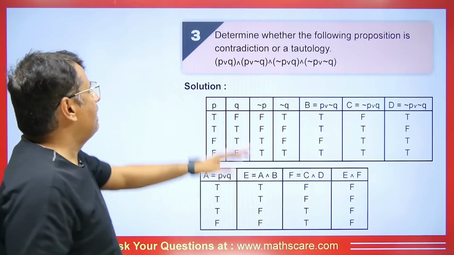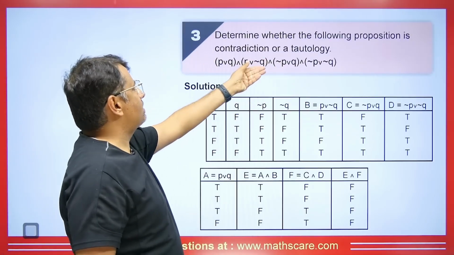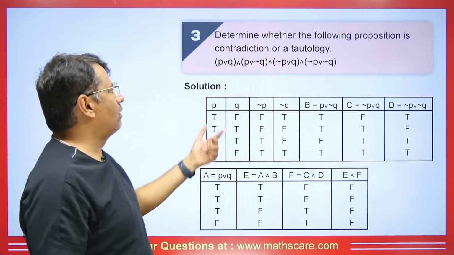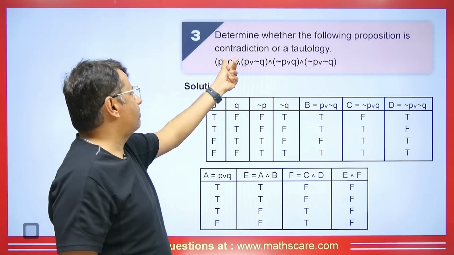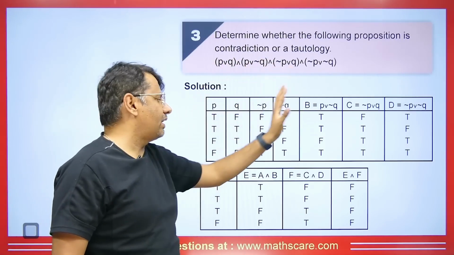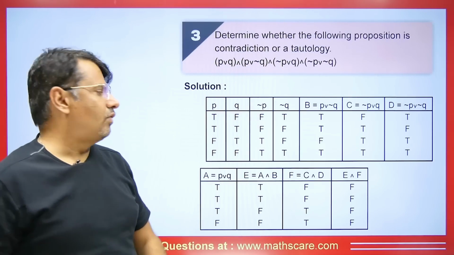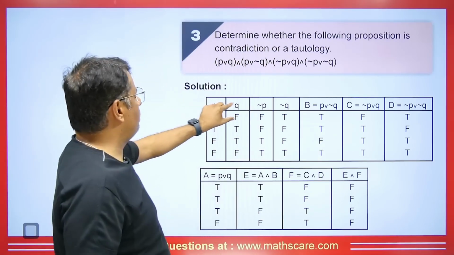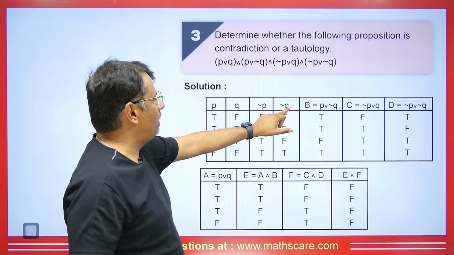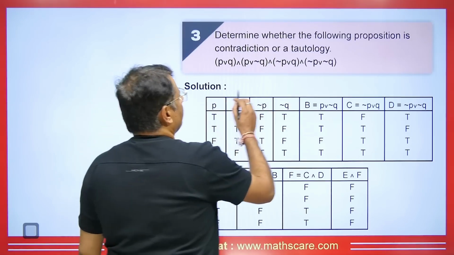And now let's see the next question: determine whether the following proposition is contradiction or tautology. Same process will be used. So guys, first of all, we will calculate the values of all of these, and then after calculating values, we will see what is the final output. We will take P and Q, then we will take negation P and negation Q, and then first of all, we will find its value.